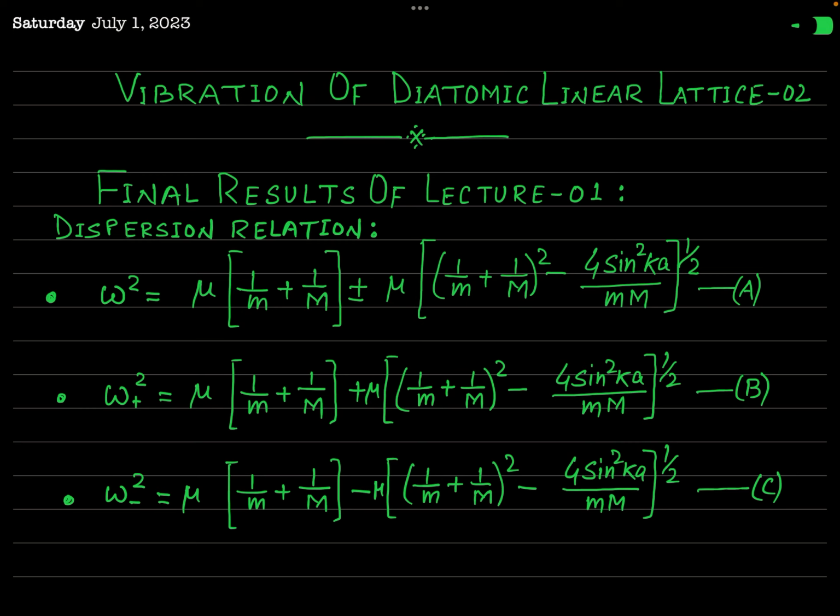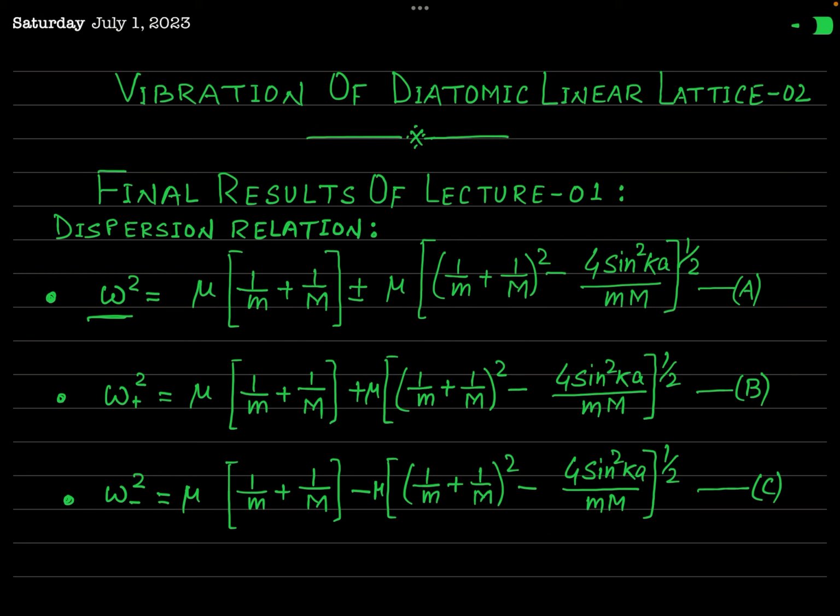And now today is the time when we will see the important points of discussion of this dispersion relation of the vibration of diatomic linear lattice. Okay. So I have mentioned here the final result which we obtained in our first lecture on this vibration of diatomic linear lattice. If you have watched my first video, this result will definitely be in your mind, and you can see we have obtained the square of the frequency of vibration, that is omega square.